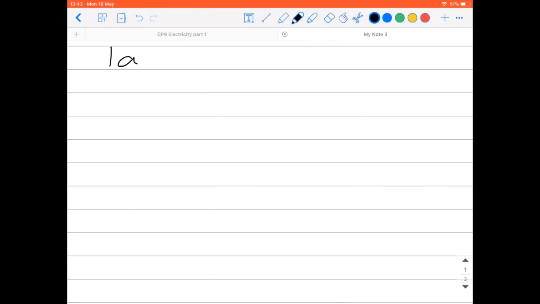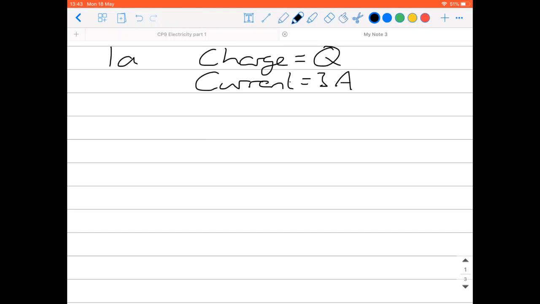So for 1A, it's asking us to find the charge, so we don't know the value of the charge. If we don't know the value of something, we use its symbol instead, so I'm just going to write charge equals Q. We're given the value for the current, and that's 3 amps. And we are also given the value for the time, and that is 60 seconds.